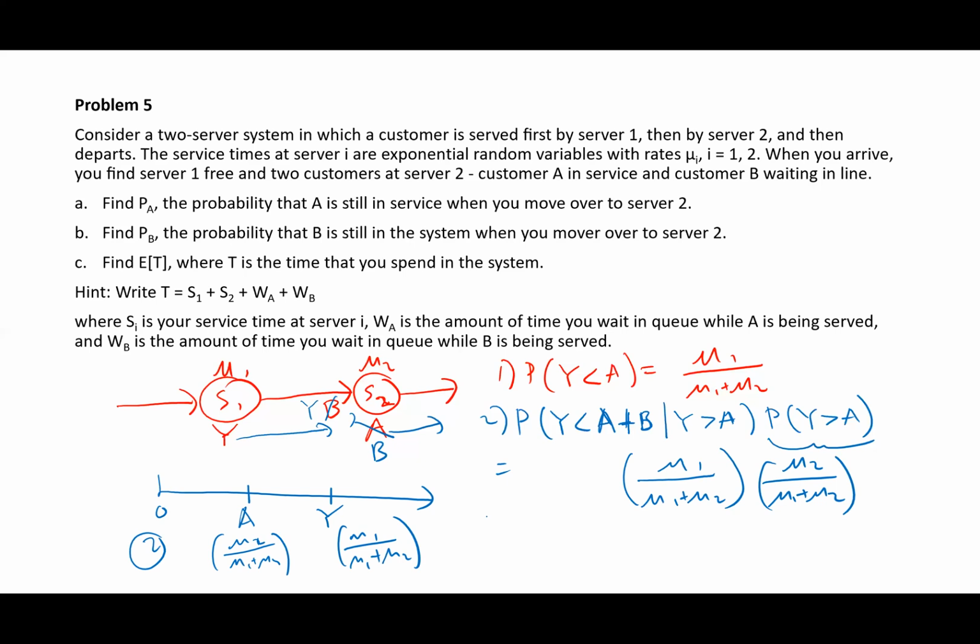So if I add up the results together, the probability that I wait for B is simply mu1 over mu1 plus mu2 plus mu1 over mu1 plus mu2 times mu2 over mu1 plus mu2. You can simplify this to get a simpler looking answer, but you could also leave it just like this. So that's the answer to part B.